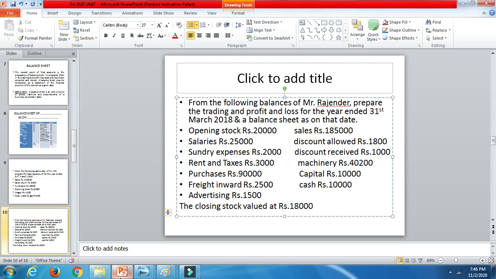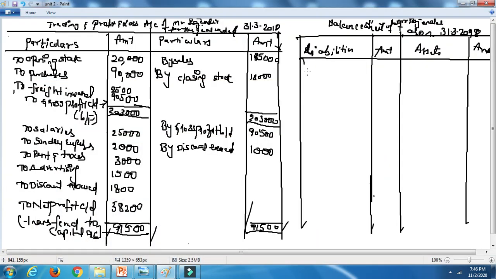So what are the items of the balance sheet? On the liability side, only capital and net profit are there. So we will take that down. How we are going to write it here is: capital amount is 10,000 we have taken, right? Here you need to add the net profit. If it is a net loss, you are going to write minus. If it's a profit, you need to write plus. 58,200, so it will come to 68,200.